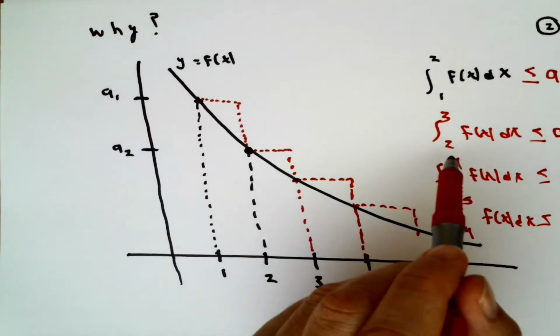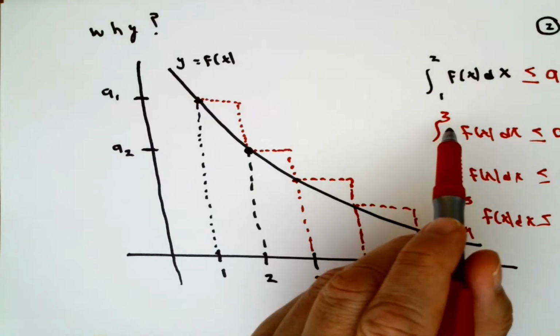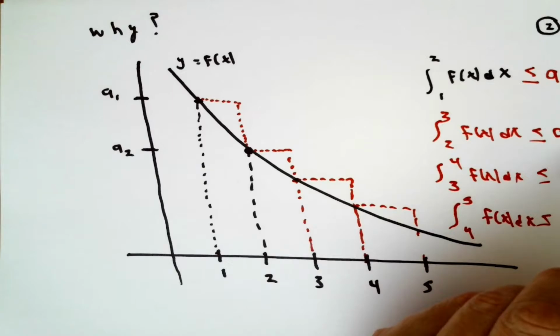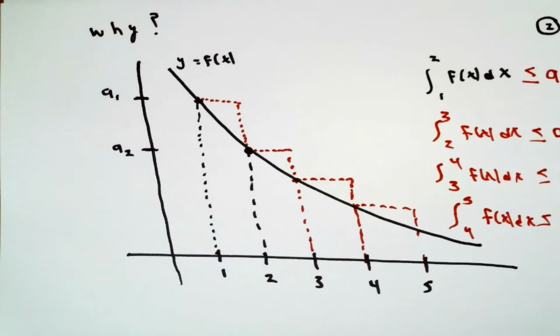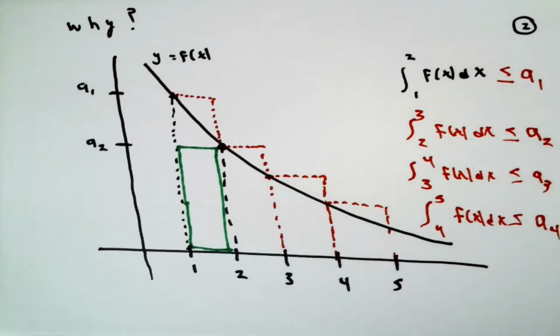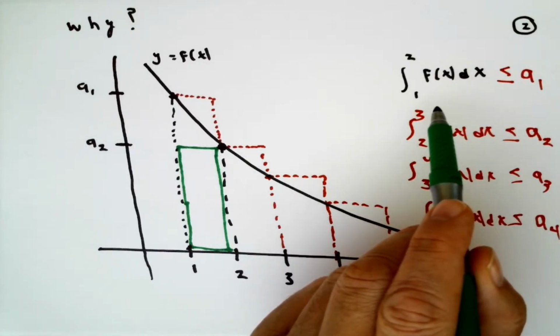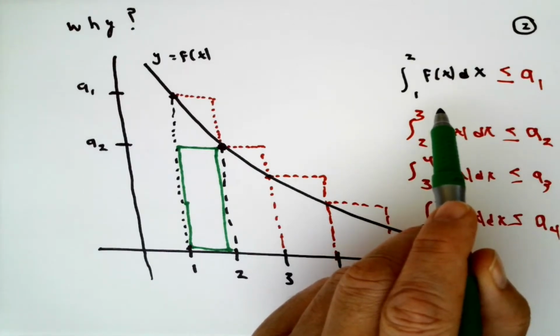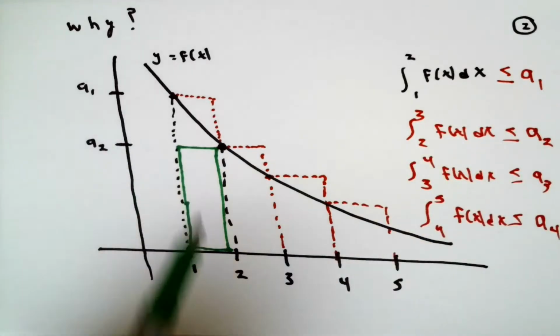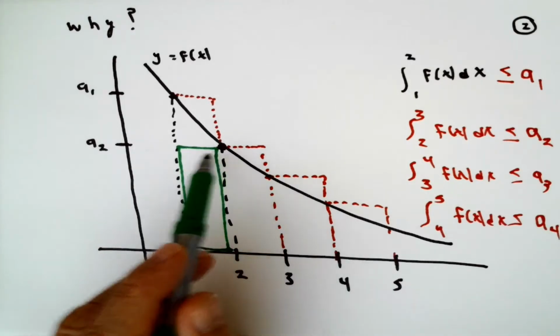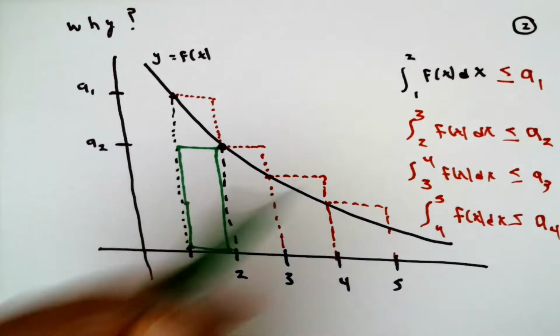The integral from some number to that number plus 1 of f of x dx is no bigger than a_n, the lower index. On the other hand, the integral from 1 to 2 of f of x dx is the area under the curve from 1 to 2, and that area is larger than the area of this green rectangle, 1 unit across the bottom, a_2 in the up and down.